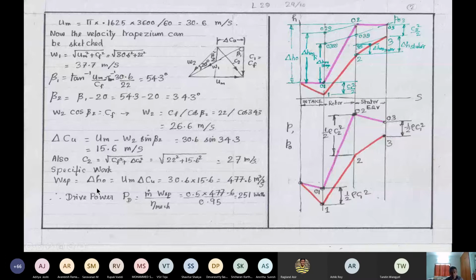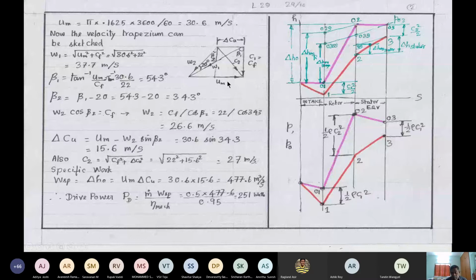Now specific work WSP is equal to delta H naught, which is equal to Um into delta Cu. So you get a value of 477.6 meter square per second. And the drive power is m dot into specific work divided by the mechanical efficiency. So you get only about 251 watts, a quarter kilowatt. A small motor only is required. The machine must be pretty small only.